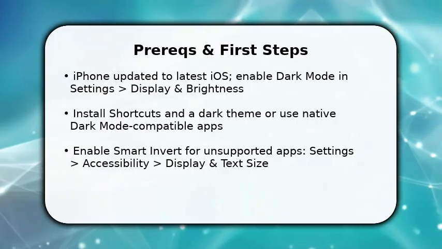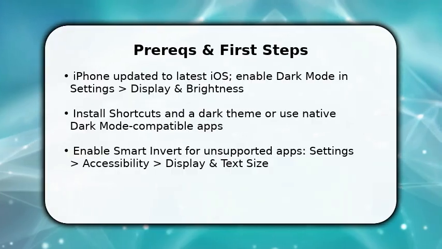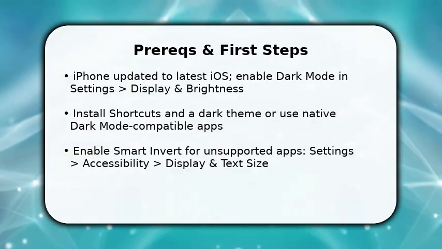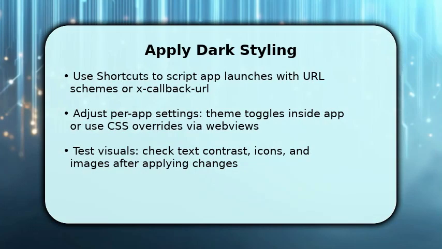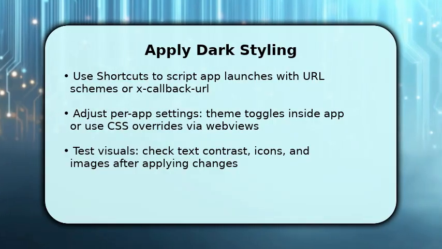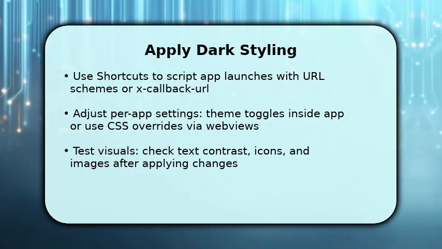Then create or import a shortcut that launches apps in a forced dark environment, because automating launch ensures consistent behavior across restarts and reduces manual toggling. You now build the core: shortcuts that open apps via URL schemes and immediately apply a dark environment. This is how you force apps to load in dark mode when available.